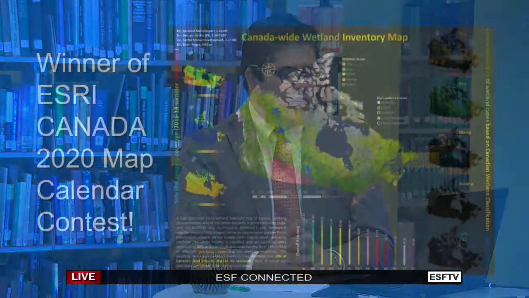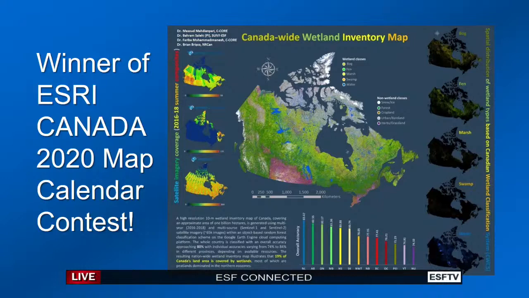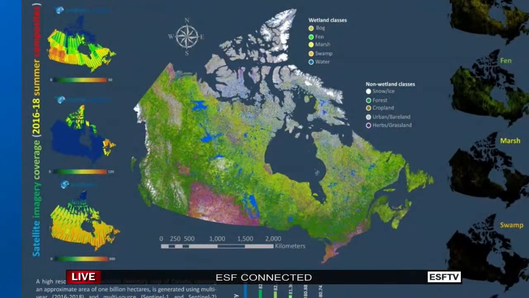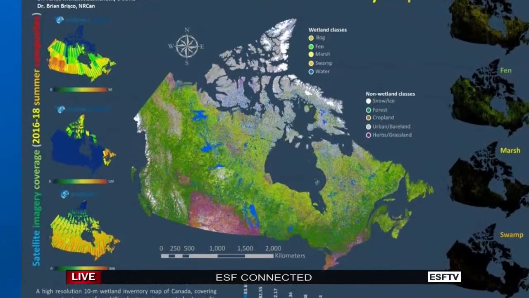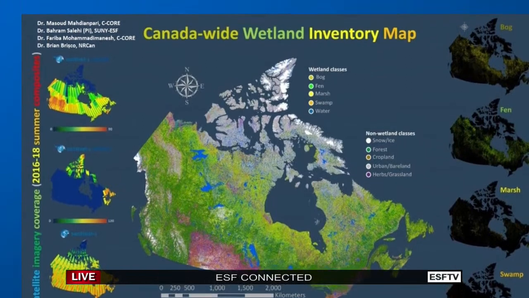I just want to mention that this map was the winner of the Esri Canada 2020 map contest. In other words, if you happened to have an Esri calendar on your wall last year, then I think the month of January was this beautiful picture of the wetlands of Canada. So that's a nice recognition of what we have done. And last year at the American Geophysical Union, I was invited to present this work to Google, because we use their service. So they invited us, and on behalf of the team, I presented some of these results at the Google booth at AGU as well.